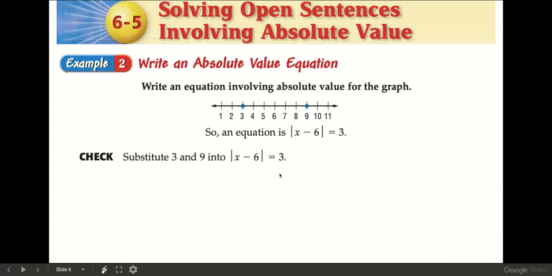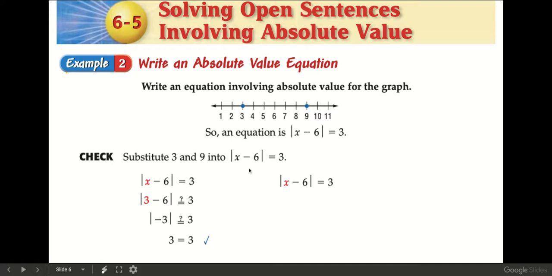So now that we have our equation for this, let's go ahead and check and make sure we're actually right. What we're going to do is substitute 3 and 9, our answers that were originally given. If I substitute those back into the equation, is it true? Well, let's look. The absolute value of x minus 6 equals 3. Let's substitute 3 in first. What is 3 minus 6? 3 minus 6 is negative 3. And the absolute value of negative 3, its distance to 0, is 3. So does 3 equal 3? Yes, it does. It checks out.